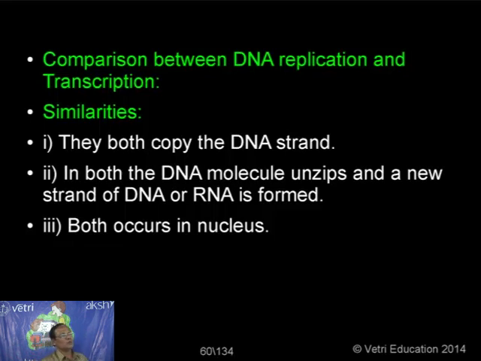In both cases, the two strands of the DNA molecule become unzipped, and a new RNA strand or DNA strand is produced. The hydrogen bonds between the bases of the two strands are broken. So we have the template strand, which is responsible for the synthesis of any new strand of DNA or RNA. In both cases, the two DNA strands of a single molecule get unzipped, and then they act as a template to form either RNA or DNA.